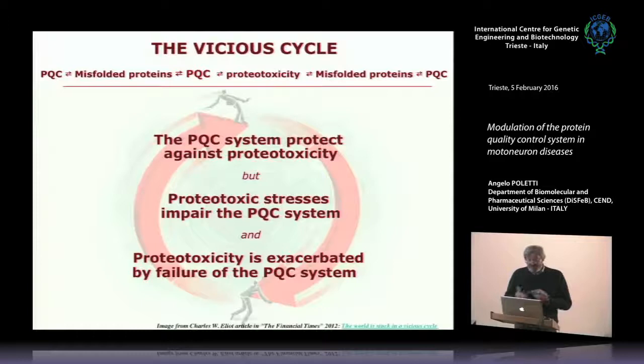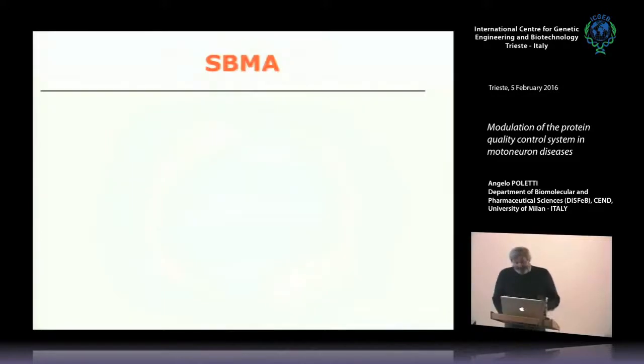So you have a sort of vicious cycle in which proteotoxicity can be exacerbated by the failure of the PQC system. And probably this is one of the problems that we have in neurons that are continuously producing misfolded proteins since the time they are born, because the gene is mutated and they have to handle this protein for the entire life. And the PQC system also usually declines in function during age.